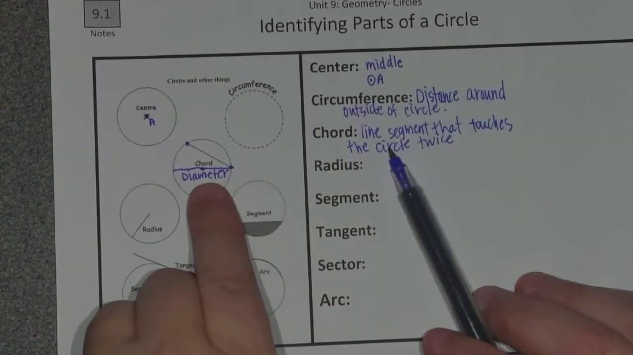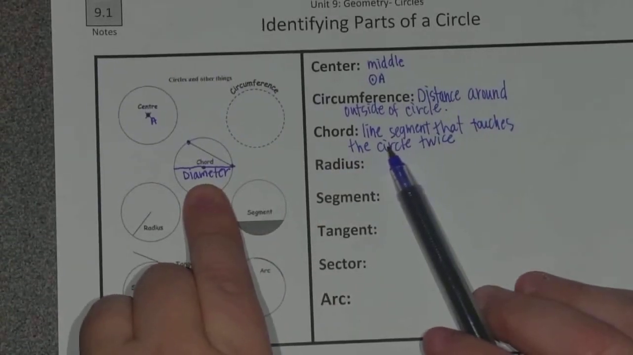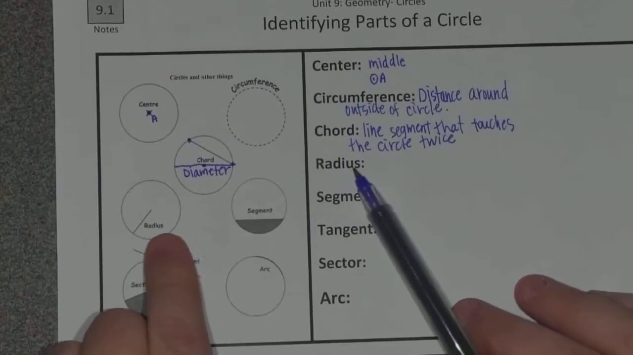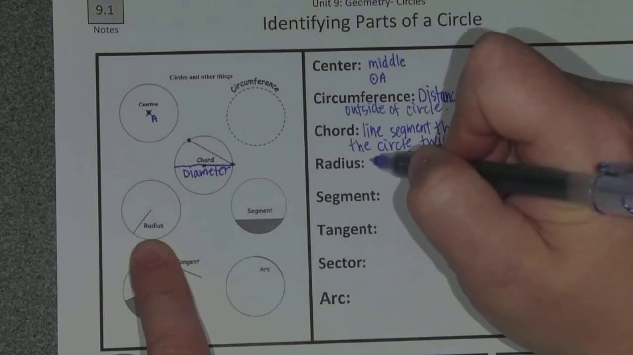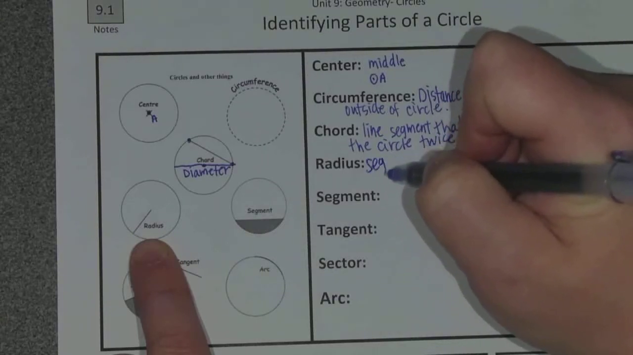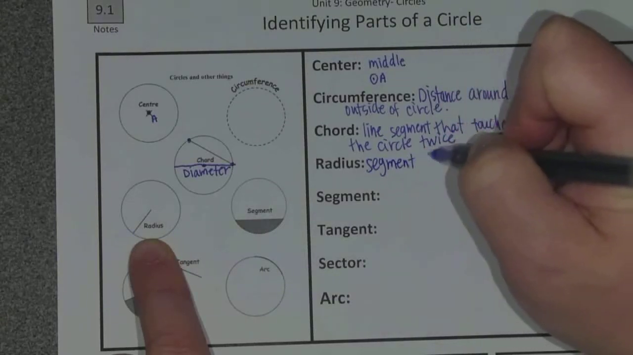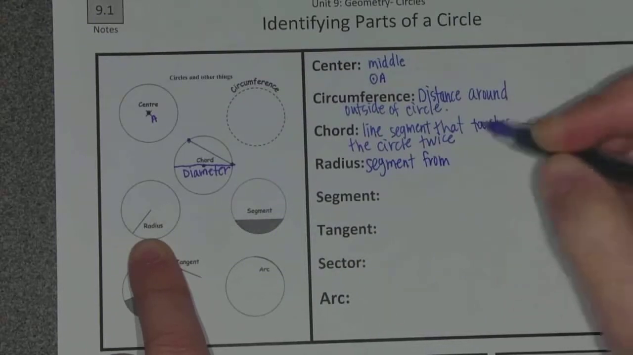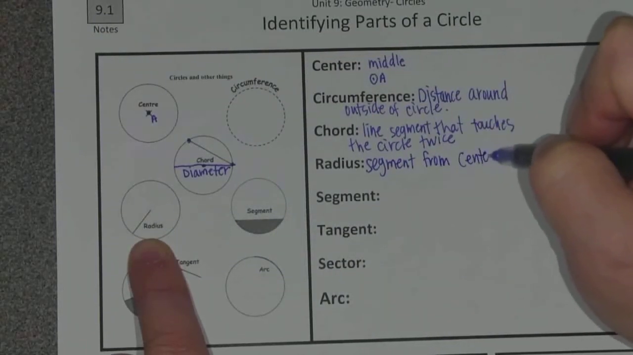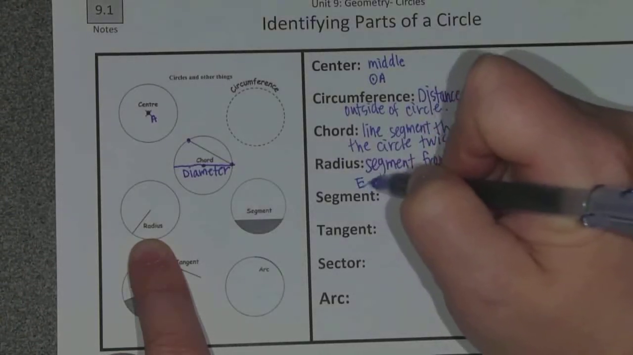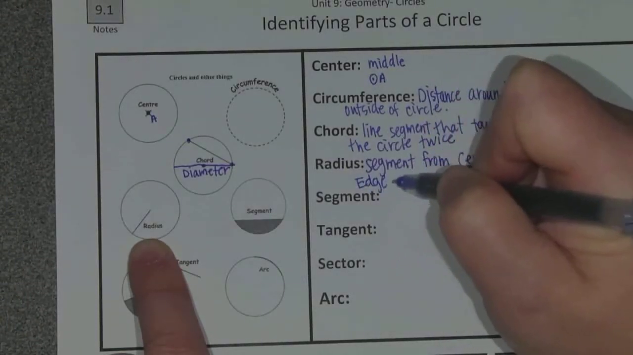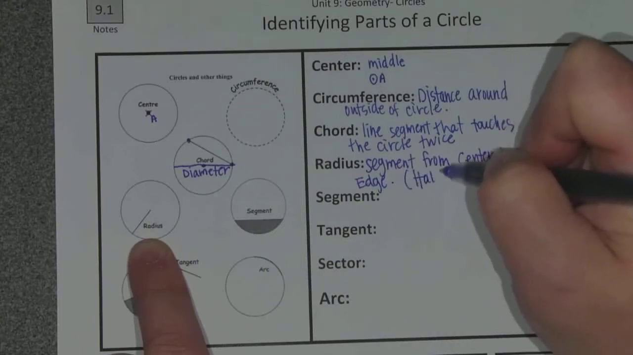All right. So the diameter is a chord. Okay? All right. What's the radius of the circle? Half the diameter. Yeah. Okay. And it goes from the center to the edge of the circle. I love that you said half the diameter. I'm going to write that down.